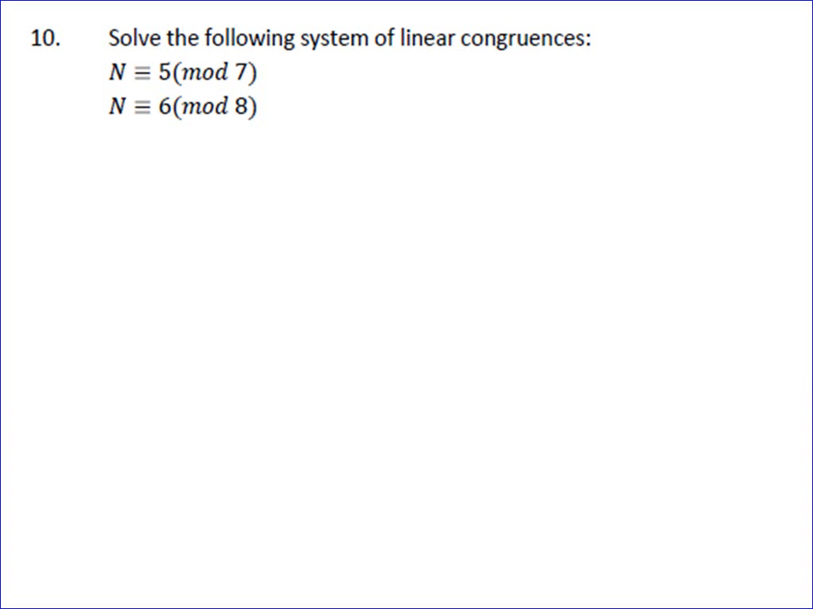All right, the last one for this section, we need to solve this system of linear congruences. Well, if you remember, the way we do this is say that n is equal to 5 plus 7a, and n is equal to 6 plus 8b, where a and b are some integers. Well, we could set those equal to each other. And if you notice, we've got two different variables, and we only have one equation. But we can deal with this by modding by the largest of the numbers.